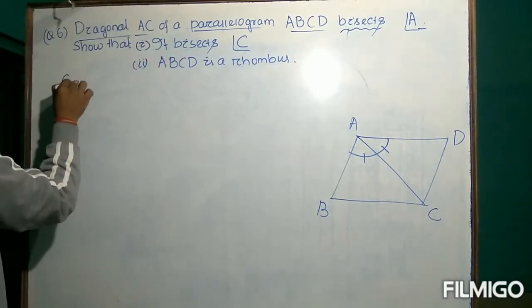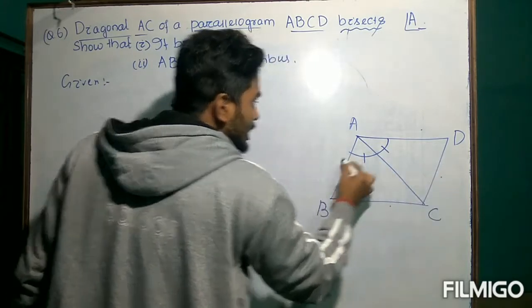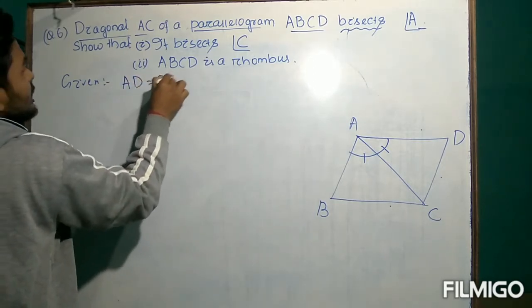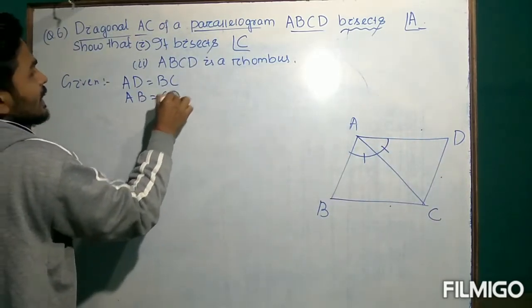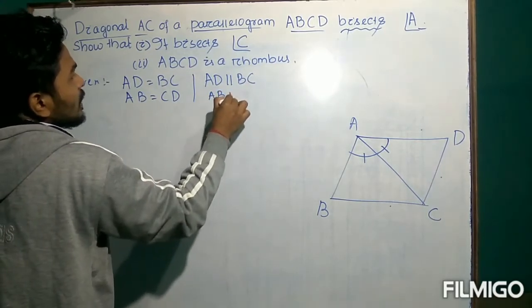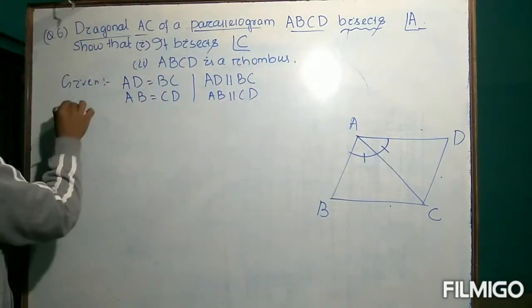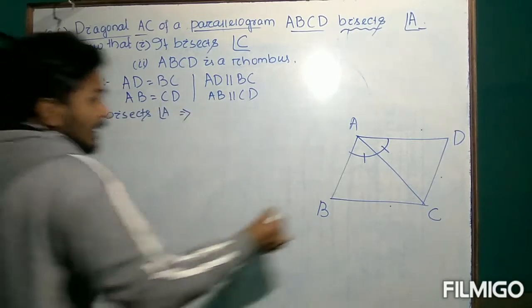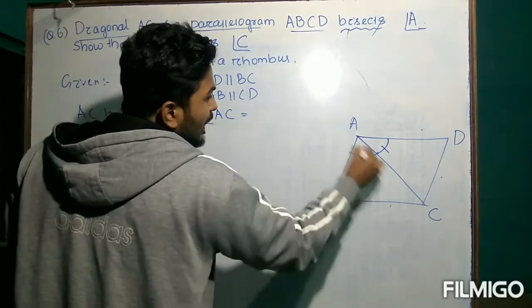So you can write it first, given that ABCD is a parallelogram. So we can write that the pairs of opposite sides are equal and parallel. So AD is equal to BC, and AB is equal to CD, as well as they are also parallel. So AD is parallel to BC and AB is parallel to CD, as well as it is given that diagonal AC is bisecting the angle A. So AC bisects angle A. It means this half, angle BAC, is equal to the other half.